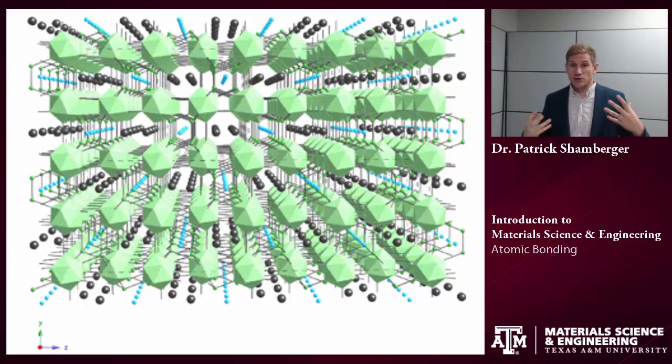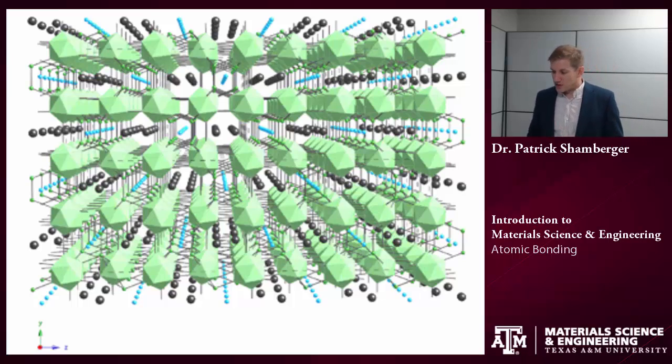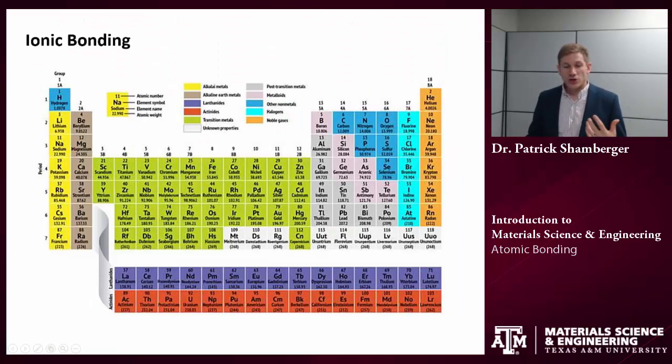So the differences between these fundamental classes of materials are related back to the kind of bonding that exists between the atoms and molecules in those systems. While bonding doesn't control all of the physical properties in materials, it does have a very strong effect on a lot of these properties. Okay, so let's jump right into some examples. First, we're going to talk about ionic bonding.